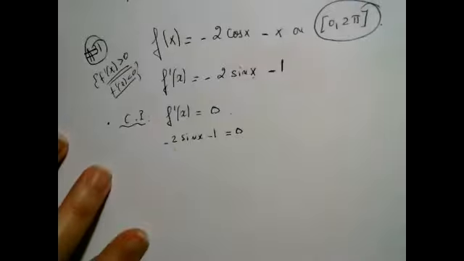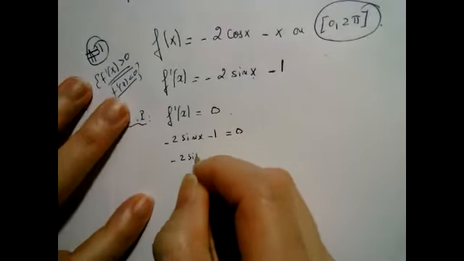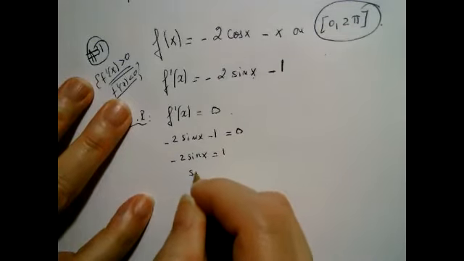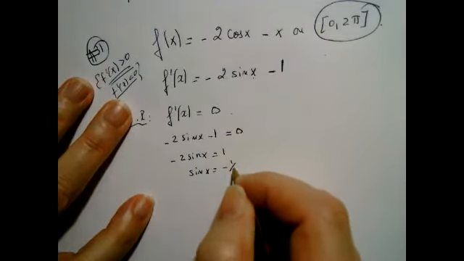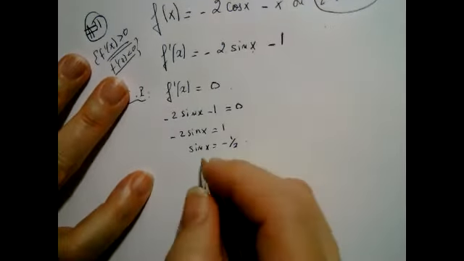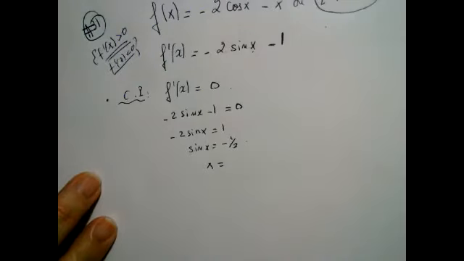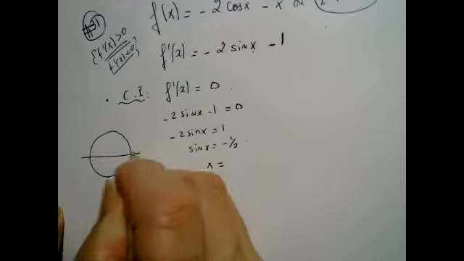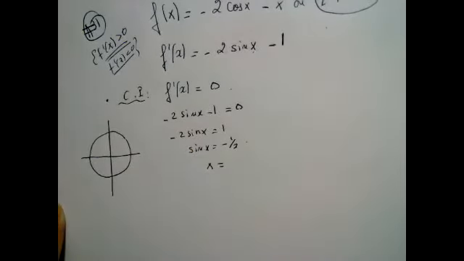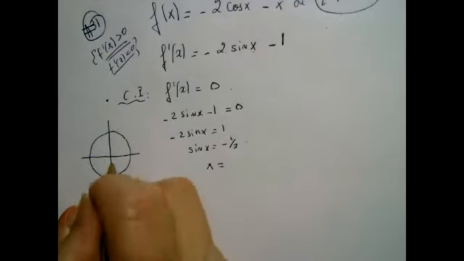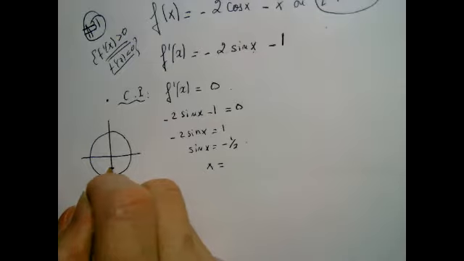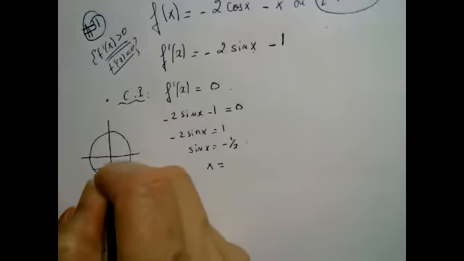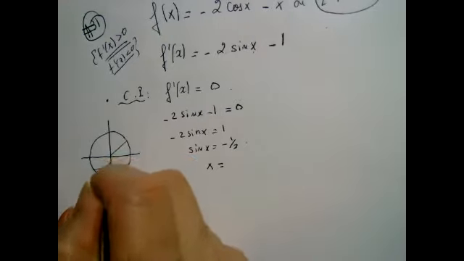Setting it equal to 0, it gives me minus 2 sine x equal to 1. Sine x equals minus a half. It means x equals... If the sine equals minus a half, let us remember what x is. Can anybody remember quickly what x is? You guys start giving me answers. What is x? Does anybody know? Any answers? Help me out. So that's minus a half here. A half is pi over 6.